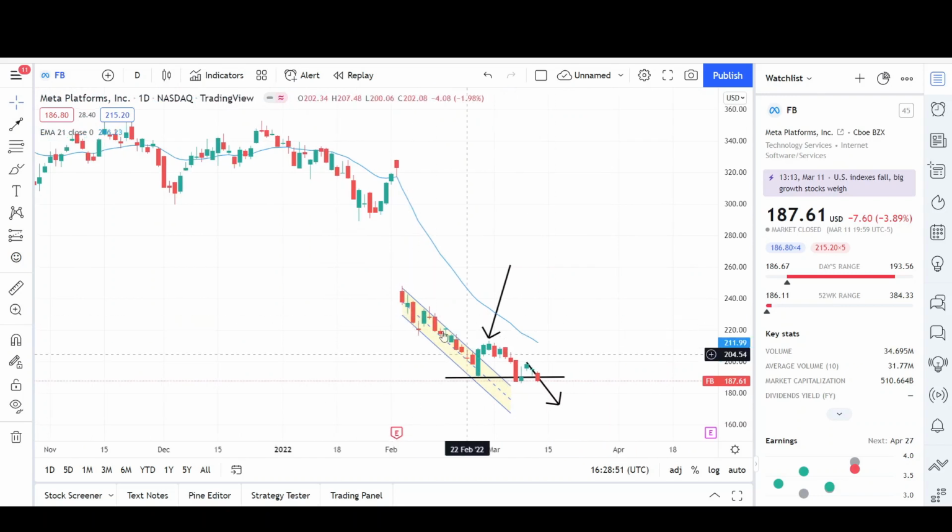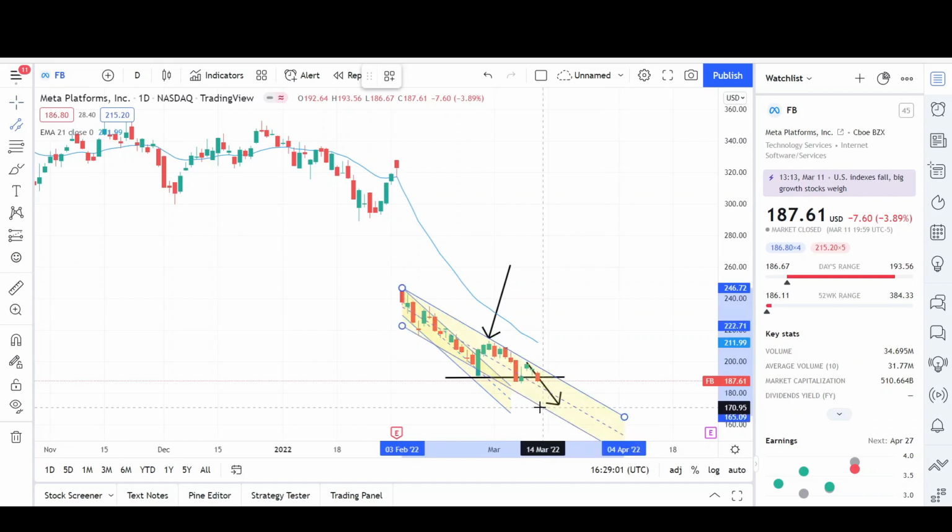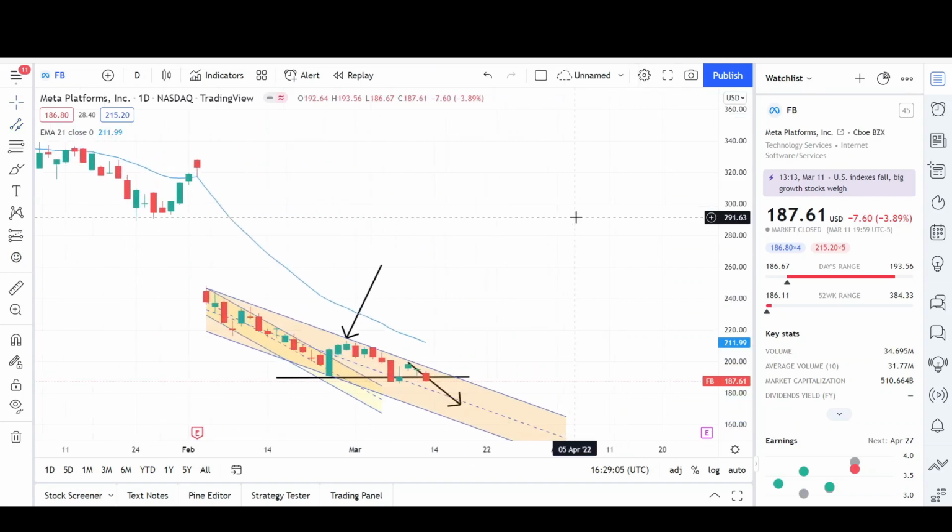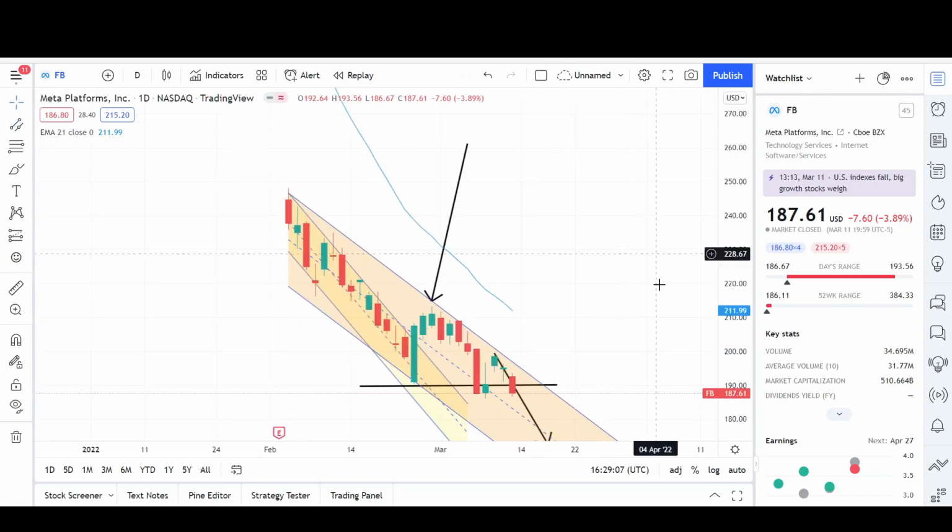Like I said before, this yellow channel could be over, this downtrend, but if we just continue to work lower and then we don't see any signs of reversal, then we could just be inside of a bigger channel. So if I connect the swings, this is a potential downtrend channel that Facebook or Meta Platforms could be inside of now.